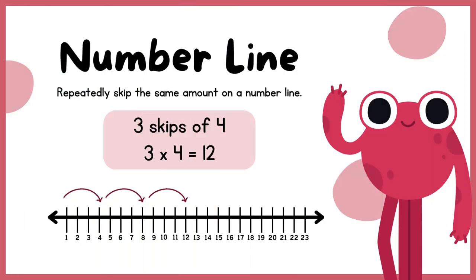Number line. Repeatedly skipping the same amount on the number line. 3 skips of 4 equals 12. Hop, hop, hop, hop. 3 times 4 equals 12.